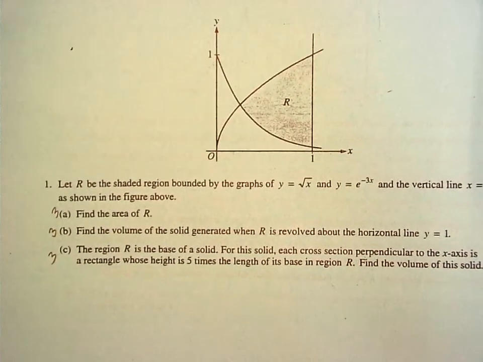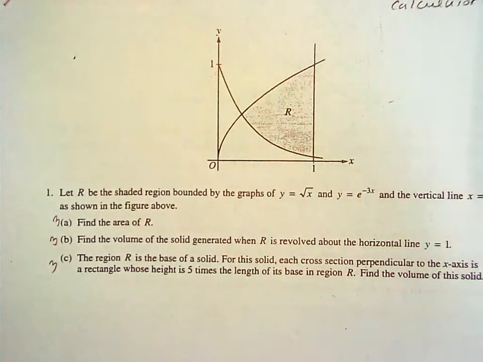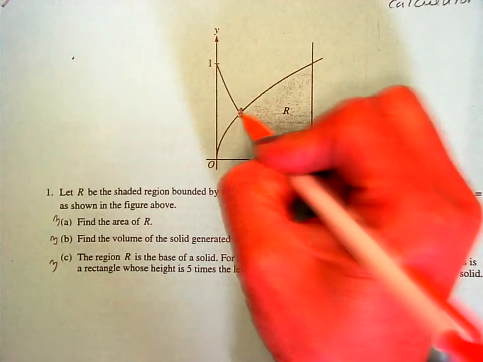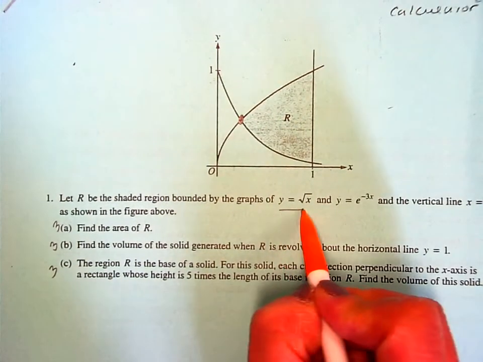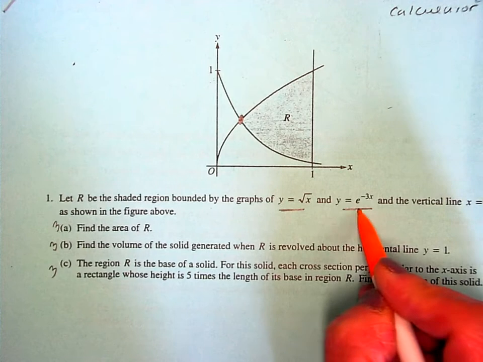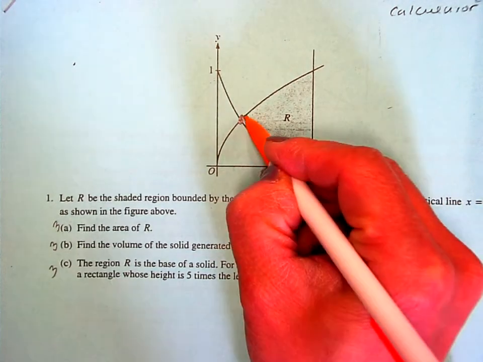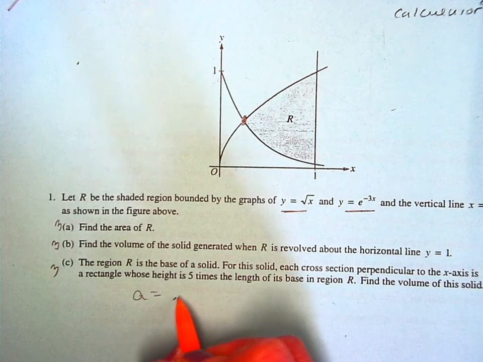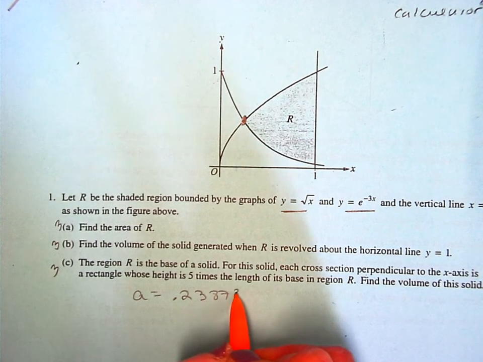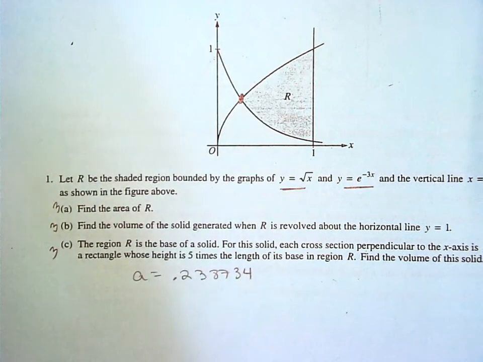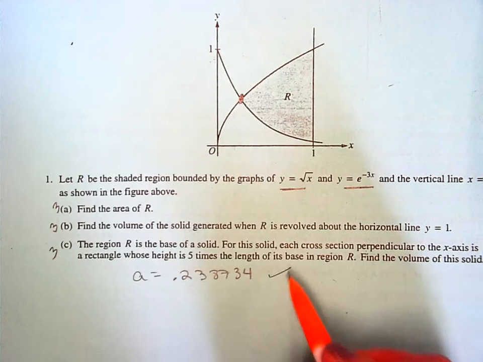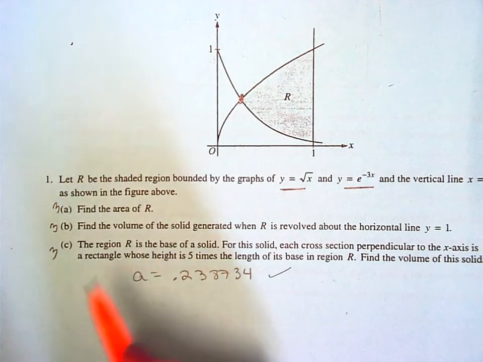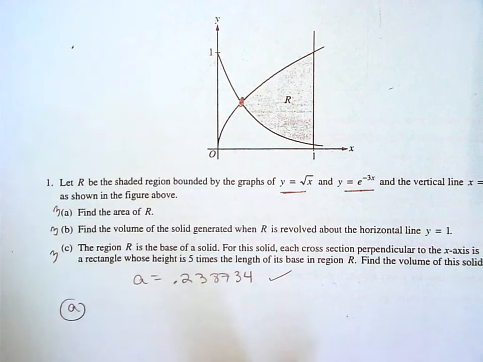Okay, this is an area volume problem. The first thing you need to do is find this point of intersection on the calculator. So set these two equations equal to each other on the calculator, and you should find that the x-coordinate of the point of intersection right there is going to be 0.238734. So I'm going to just label that as A going forward, and it is a point for finding that point of intersection correctly.